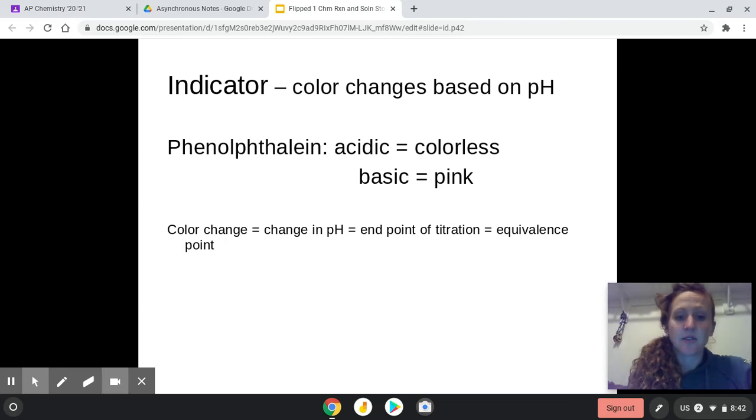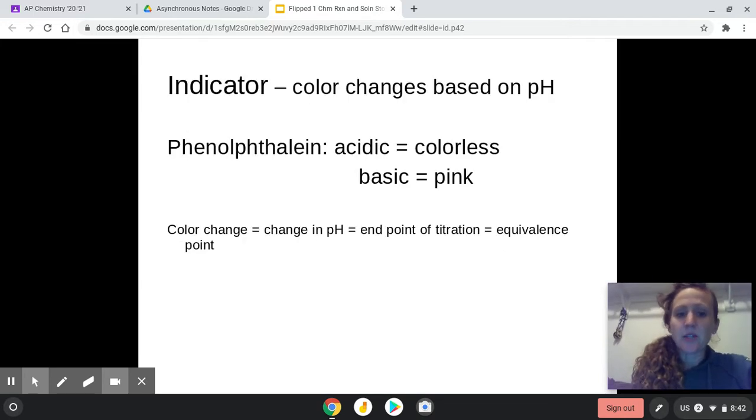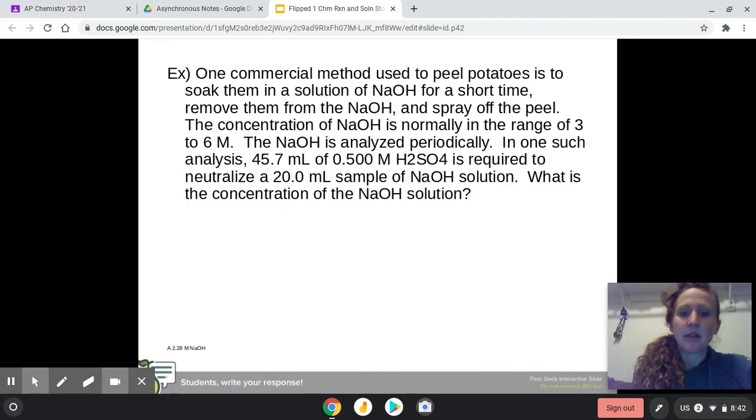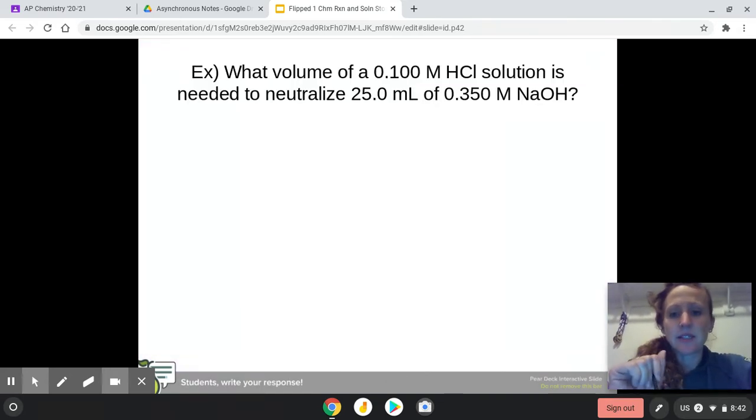We talked about indicators, we talked about phenolphthalein, and how the color changes at the endpoint. Okay, so now I want to get a little bit into the math. Let's back up a little bit and do some of this straightforward math here.